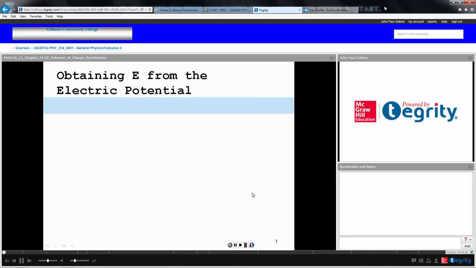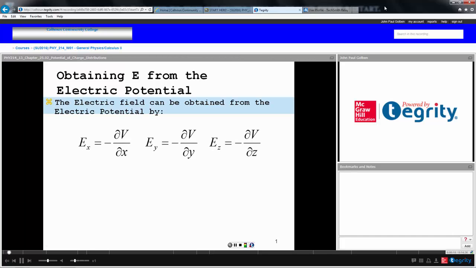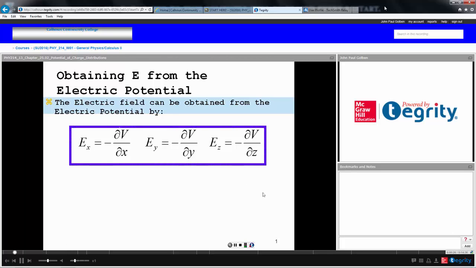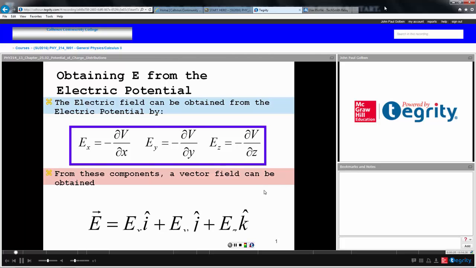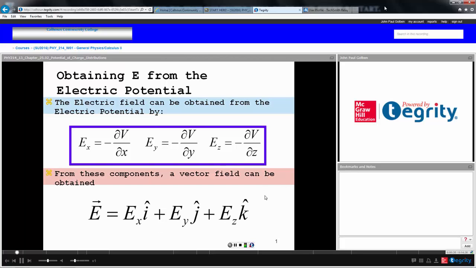At the end of the last video, we saw that we could actually get a vector electric field from a scalar potential. It looks something like this. The components of the electric field are equal to the negative partial derivative of the scalar potential, in this case V. And hence we can construct a vector from those negative partial derivatives, the negative gradient of the potential.